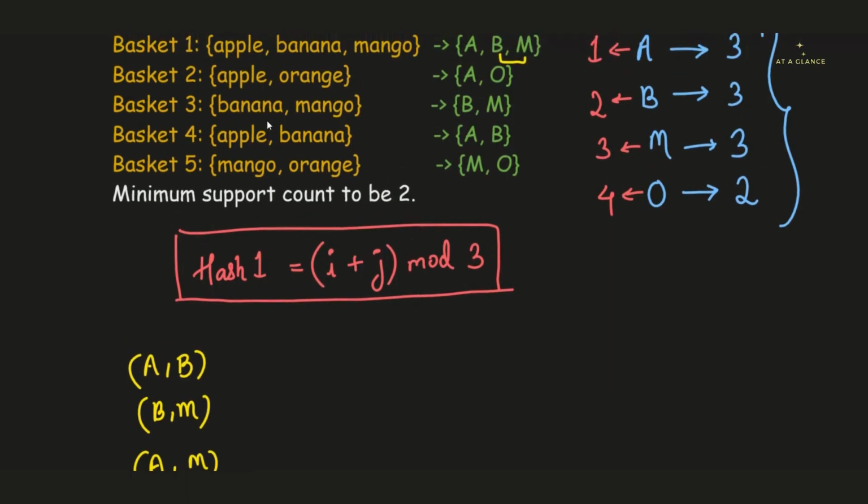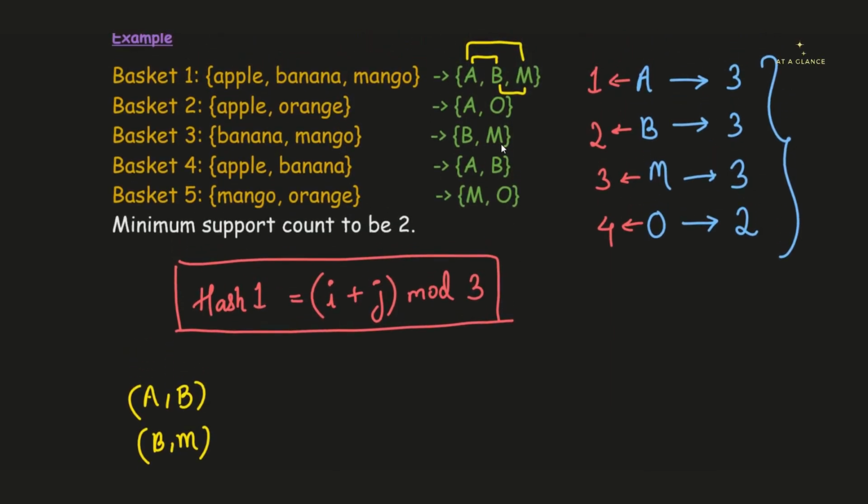Now if we look at basket 3 we have the pair B and M. So here you can see BM is already one of the pairs that we have created already. So let's skip this. Now let's move on to basket 4. Here the pair is AB. AB has already been a part of our list of pairs. Now let's move on to the last basket.